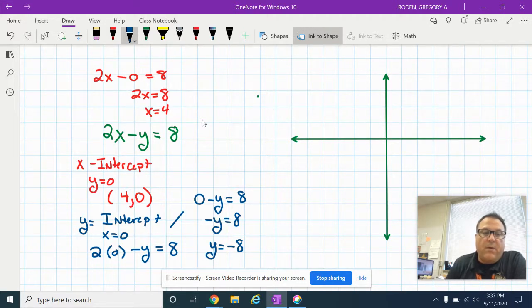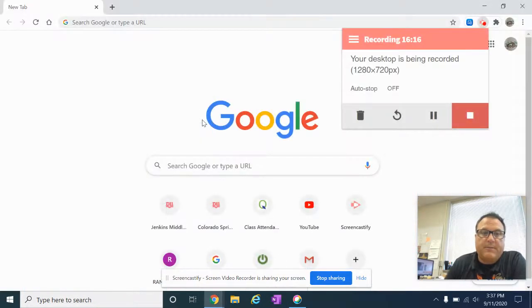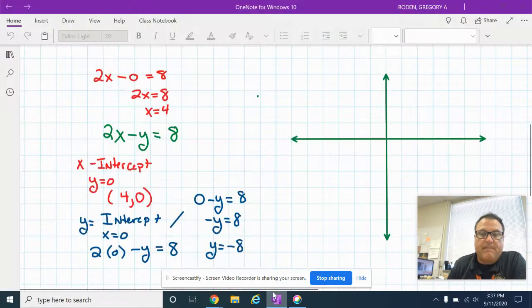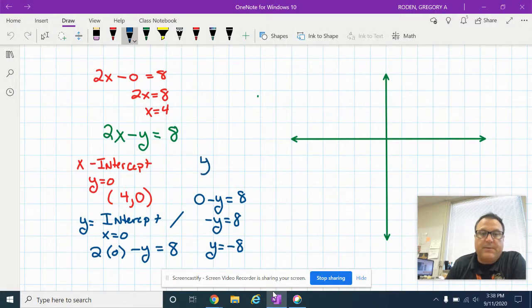So our y-intercept, and hopefully you already have this, our y-intercept is going to be 0 for x and negative 8 for y.